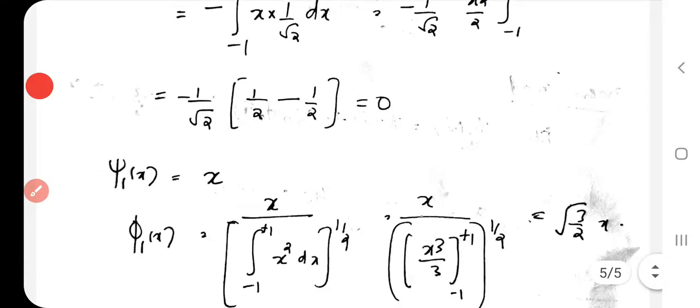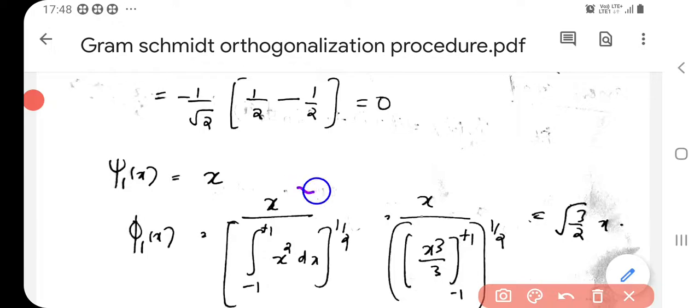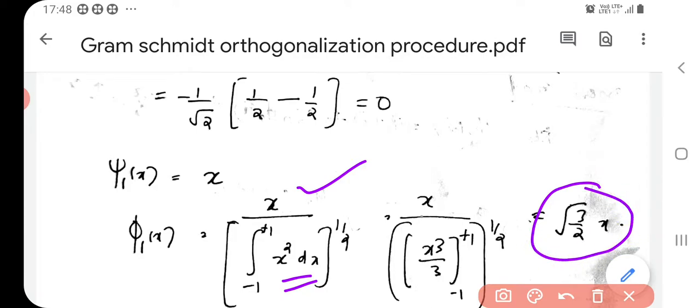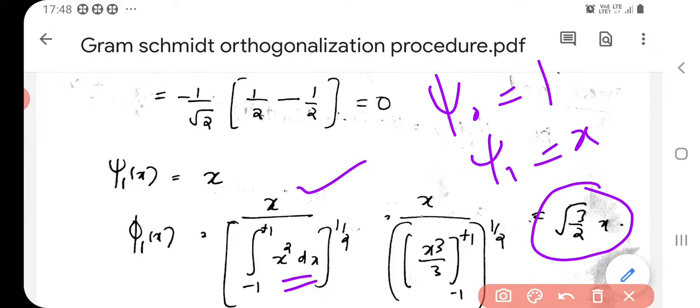So phi 1 of x is x over the square root of the integral from minus 1 to plus 1 of x square dx. This is equal to root 3 by 2 times x. So what is our psi 0? Psi 0 is 1. What is our psi 1? Psi 1 is x. So these are all Legendre polynomials. This is p0 of x and this is p1 of x.